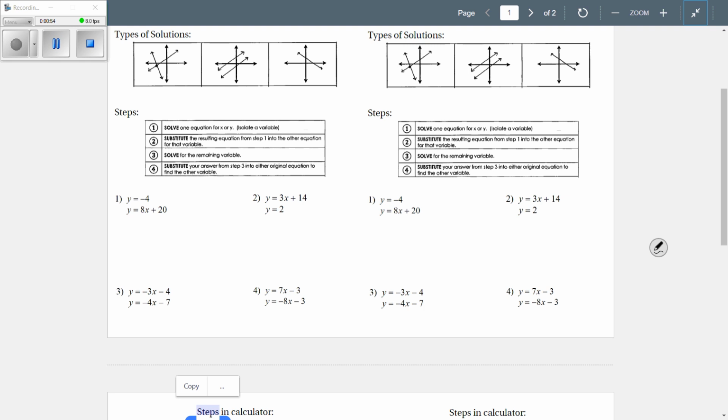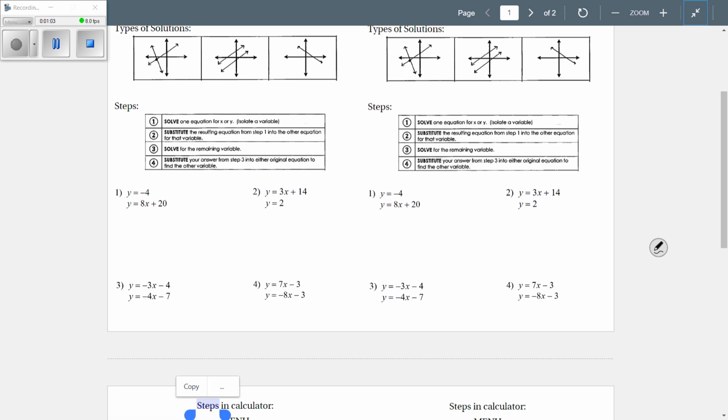Then we solve for the remaining variable, the one that we haven't solved yet. So if we solve for x up here, then we need to solve for y. Then number 4, we substitute our answer from step 3 into either original equation to find the other variable. So we'll look at number 1.